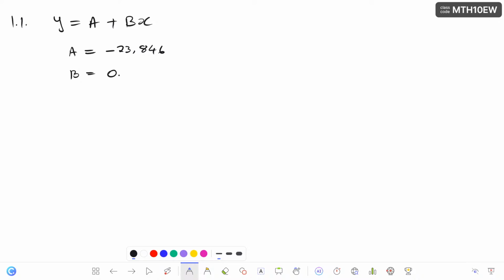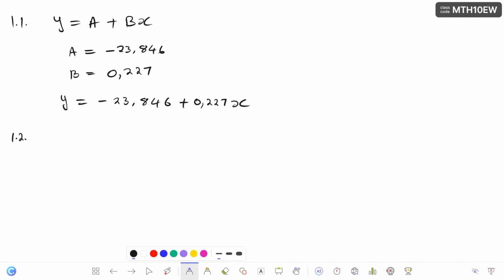The value of b is 0.227. So our equation is y = -23.846 + 0.227x. So this is the equation of the regression line.